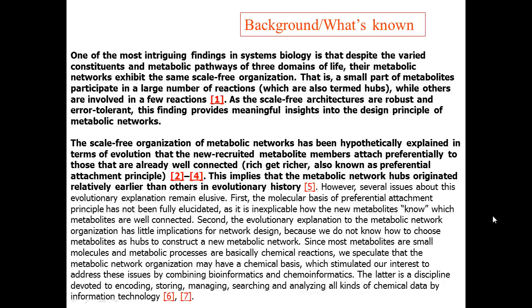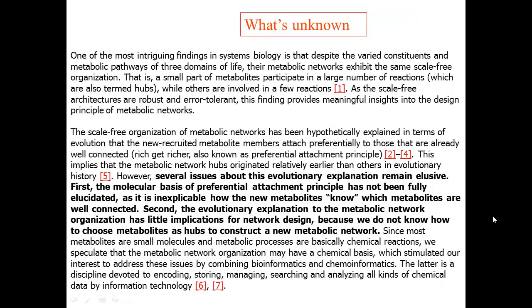So then they tell you that the scale-free organization of these networks has been hypothetically explained in terms of evolution, that the newly recruited metabolite members attach preferentially to those that are already well connected, so the rich get richer. So there's this idea that the newly evolved metabolites are going to kind of attach onto these hubs. This implies that the metabolic network hubs originated relatively earlier than others in evolutionary history. So here's some known and some kind of what people think about this topic. Now here's the unknown. "However, several issues about this evolutionary explanation that other people have posited remain elusive."